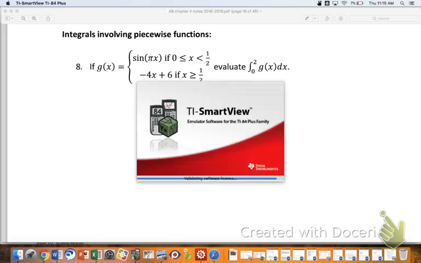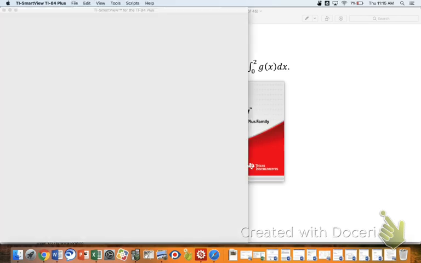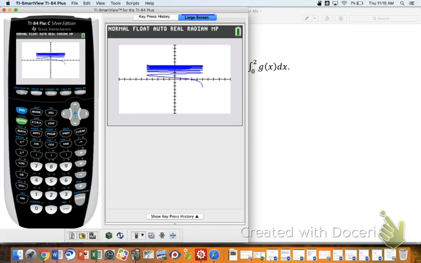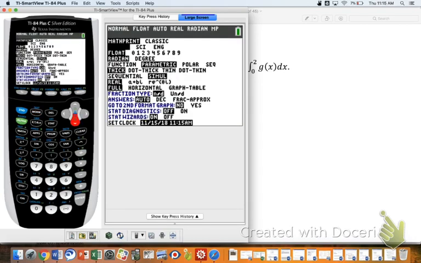Is this the cat? No, I've got a different cat. I know, more than you thought. Okay.